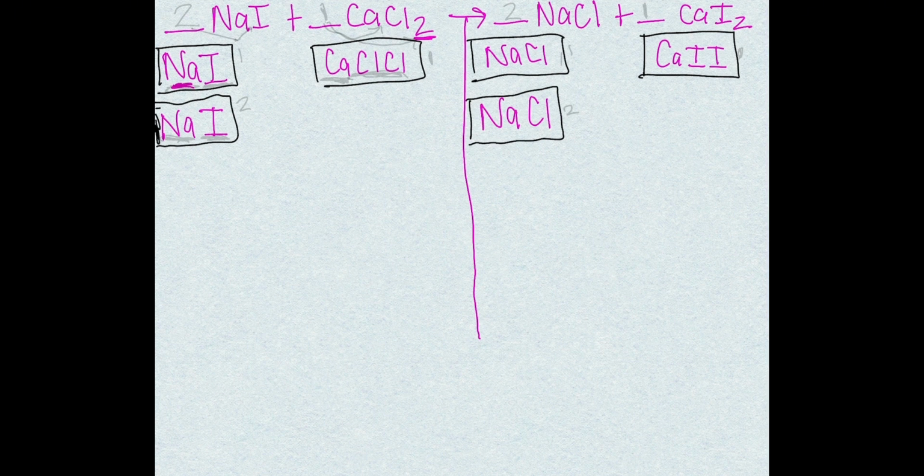Now I'm going to go to my next element, which is Ca. I have 1 Ca on the reactant side, and I have 1 on the product side. So I'm good there. And then for my Cl's, I had 2 on the reactant side, and now I have 2 on the product side. So I am now all balanced, because all of my elements on the reactant and on the product side are equal.